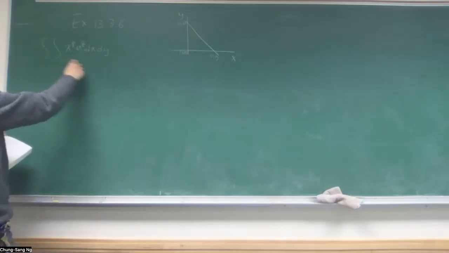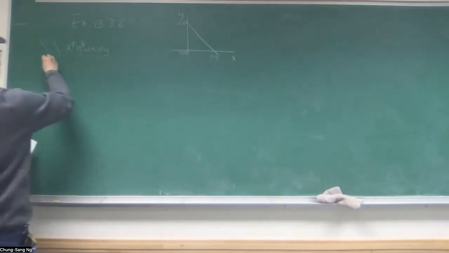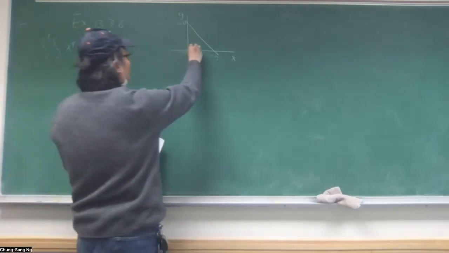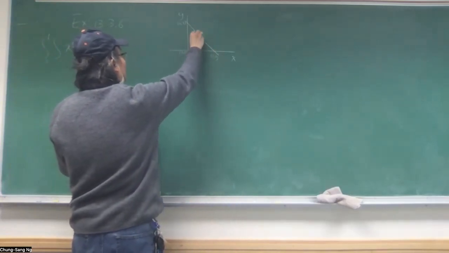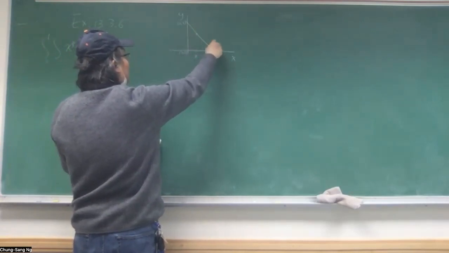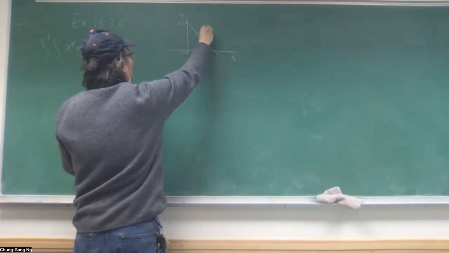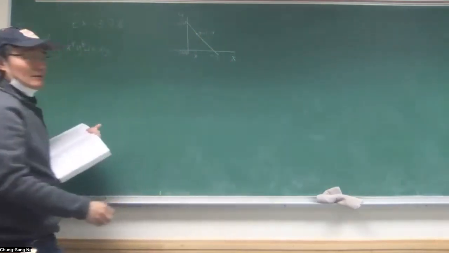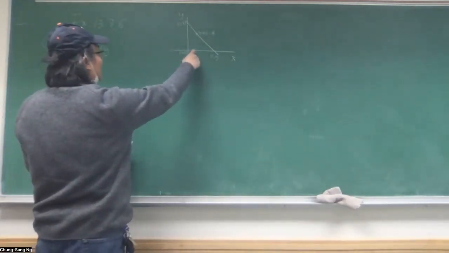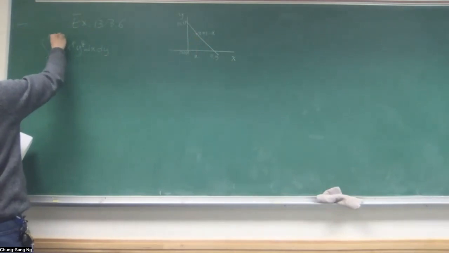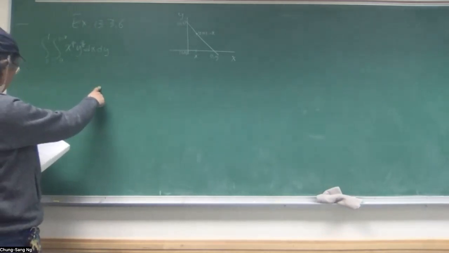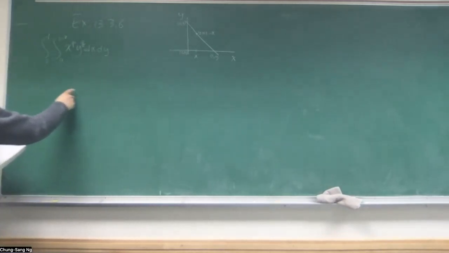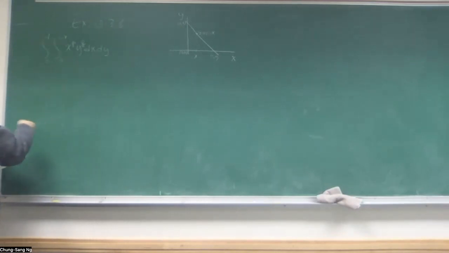Maybe dx is from 0 to 1. And then for any x value, y will be from 0 to, this is the line x plus y equals 1, so y equals 1 minus x. Right? So we integrate y from 0 to 1 minus x. Okay, so that is the integral.